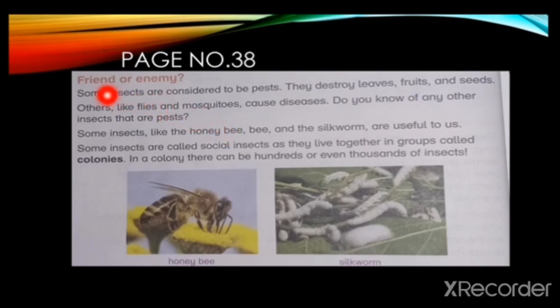Now you can see that friend or enemy. The word friend means dost, and enemy means dushman. Some insects are considered to be pests. Some insects we consider to be pests. What is the definition of pest? Pest in Urdu is also like कीड़े. The definition of pest is a destructive insect or other animal that attacks crops, food and livestock etc.